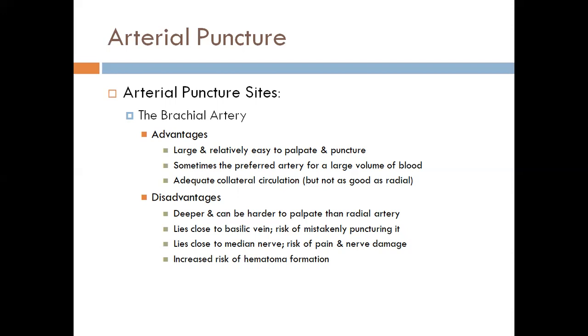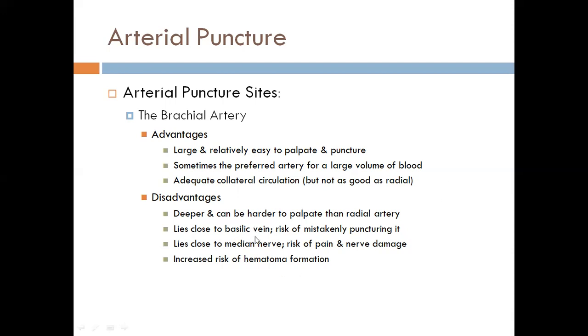Okay? How about the disadvantages of using this side over the other side? So this is deeper, okay, in location and can be harder to palpate than your radial artery. So medyo mahirap nga din. So i-try nyong ipalpate yung radial artery nyo and your brachial artery for you to appreciate that information that it's harder, okay, to palpate for the brachial rather than the radial.